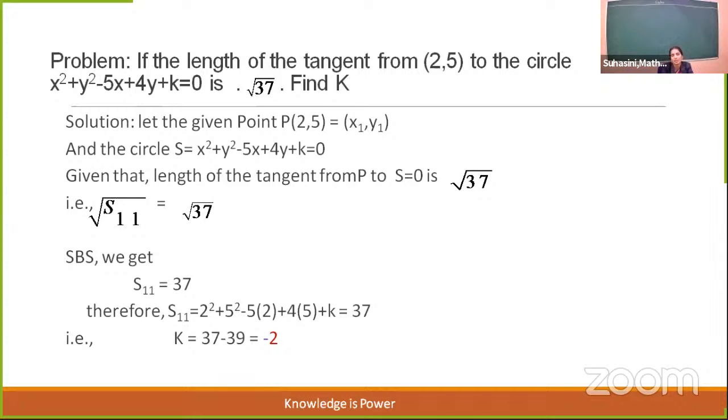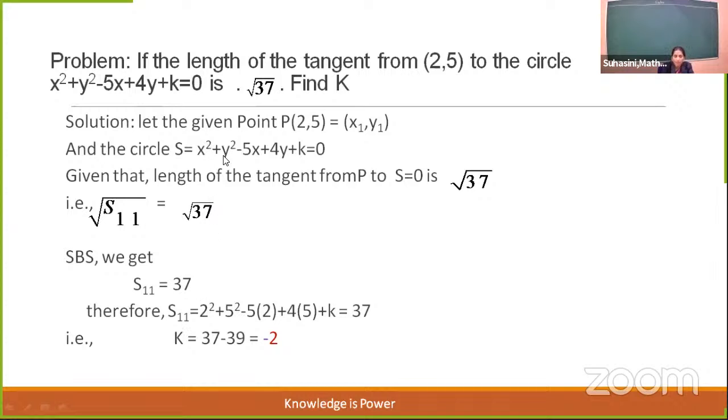The length of the tangent from P(x1, y1) to the circle S = 0 is root S11. But what is the root S11 value given in the question? As root 37. So as per the formula, the length of the tangent is root S11. As per the question, it is root 37. So root S11 is equal to root 37. Squaring on both sides, S11 is 37. What is S11, children, for the given question?